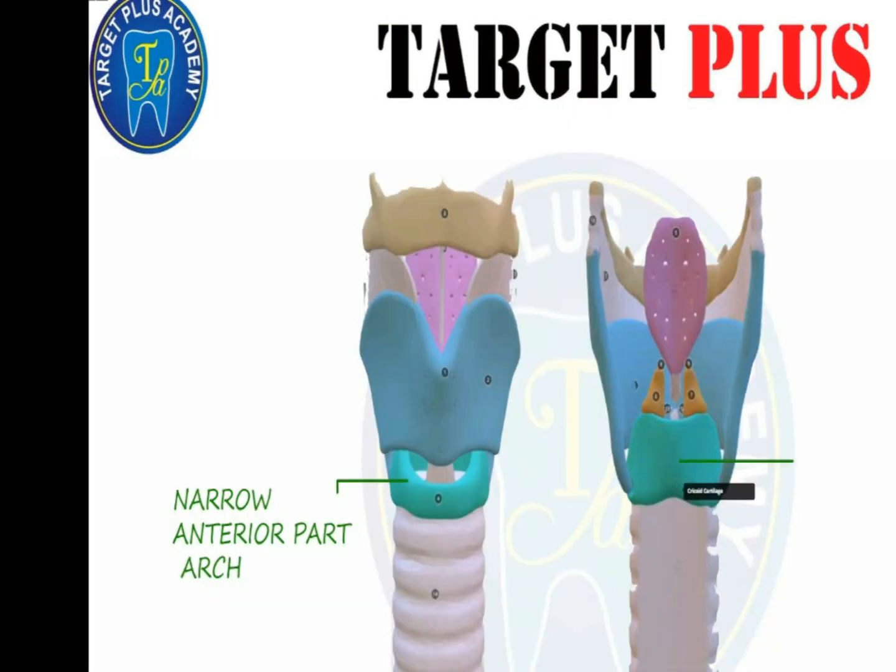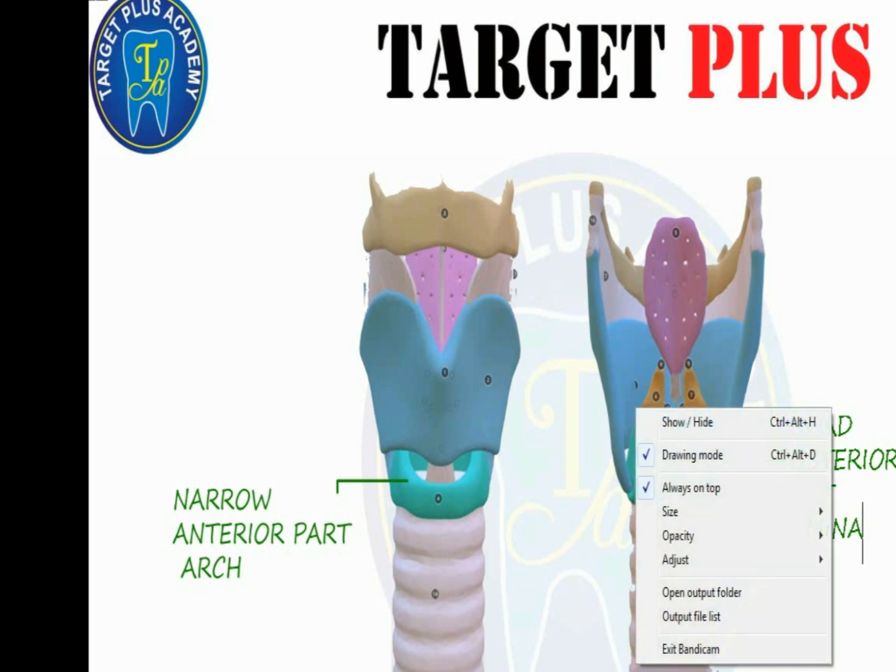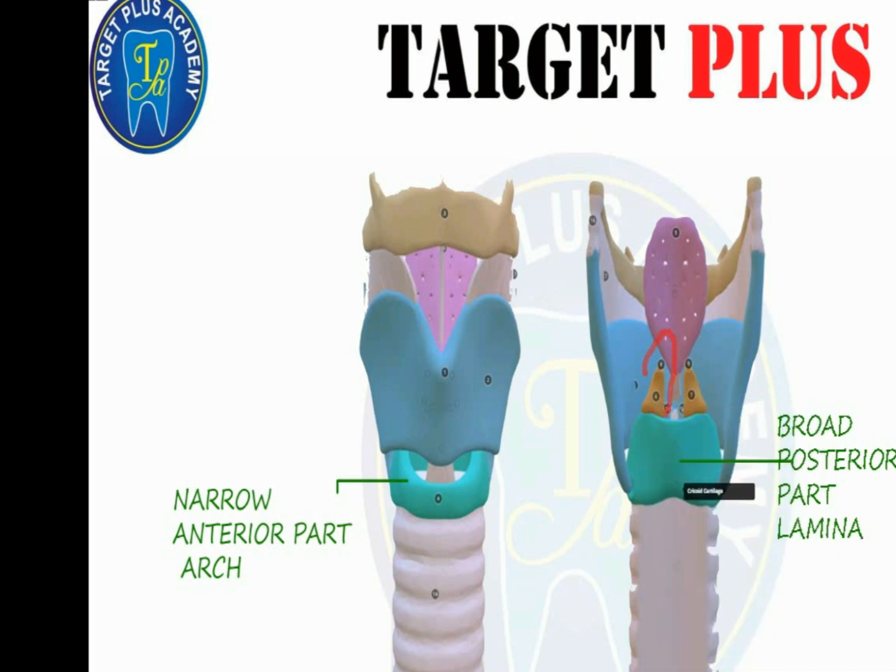Now remember, the ring has a narrow anterior part that is known as the arch. So this is the arch, and the broad posterior part. This is the posterior part called the lamina. So this part is broad. The lamina projects upward behind the thyroid cartilage and it articulates superiorly with the arytenoid cartilage. So these are the arytenoid cartilages and hence it articulates.